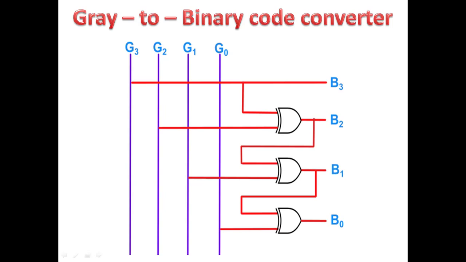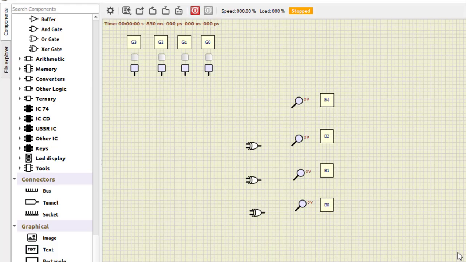We can verify the working using this particular circuit and using any of the simulators. I am using SimulIDE. You can use any other simulator. Now next is Gray to binary. So we require the same components, so I have taken this to save time. First, G3 is directly connected to B3. So this is what we get.